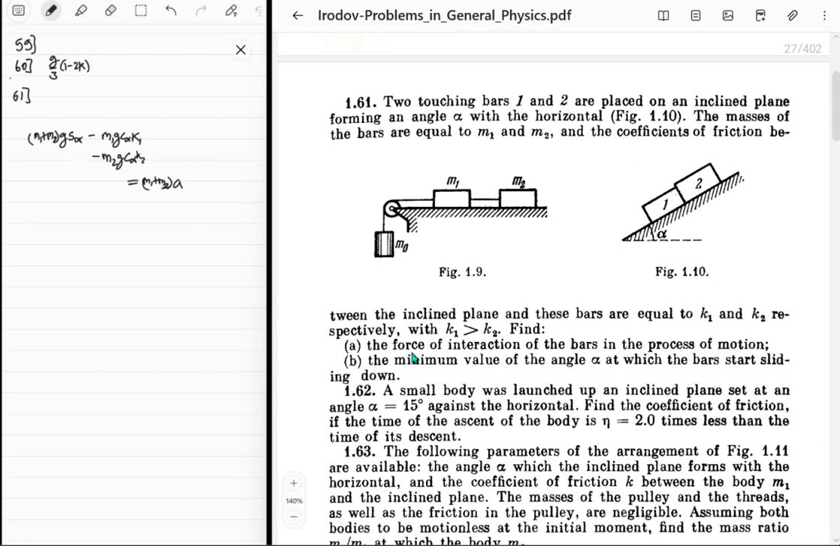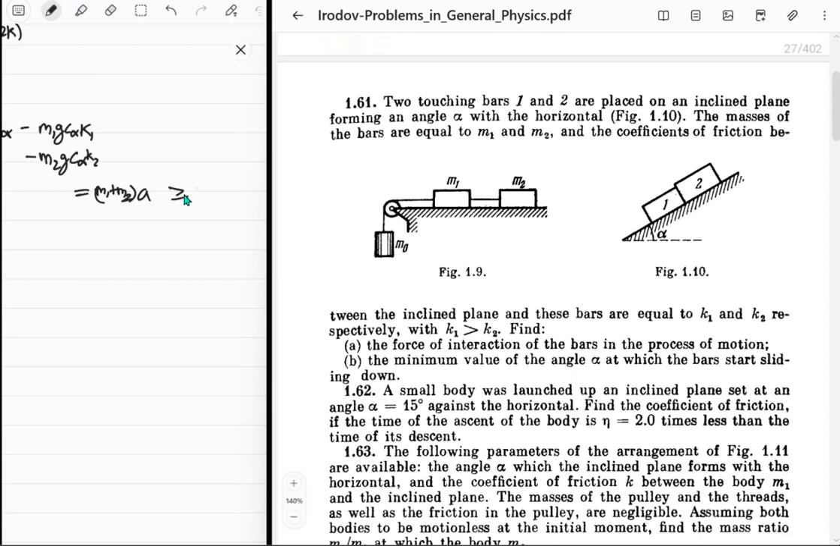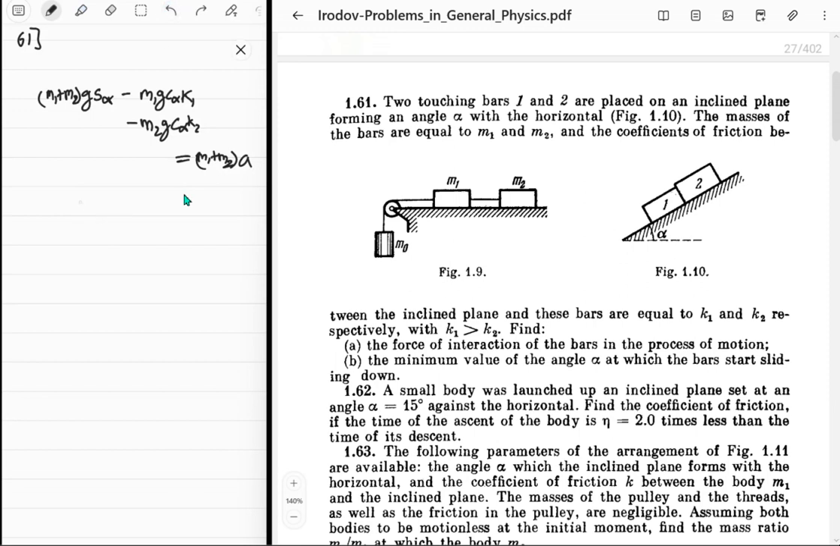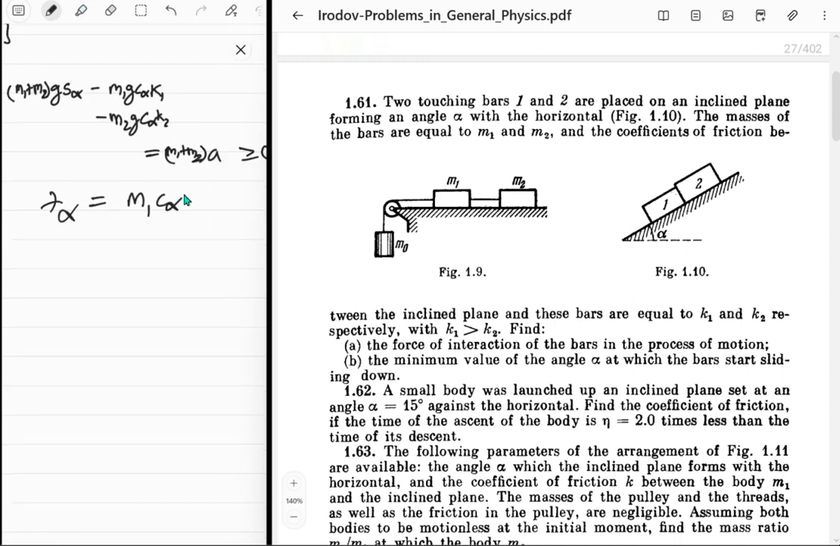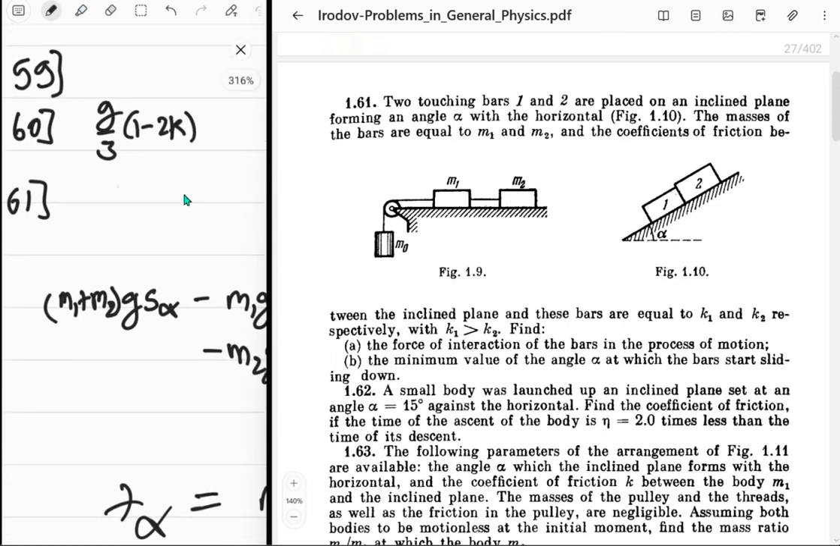Oh, let's do B in that case first. So minimum value of angle alpha at which the bars start to slide down. So whenever a is 0, that will be a critical condition. Whenever a is bigger than or equal to 0, it will slide down. So that's a critical condition. Just have tan alpha is equal to m1 k1, there's no cosine alpha over there anymore, plus m2 k2 upon m1 plus m2. Right, and we want to know the angle alpha. So tan inverse. Let's do B first.